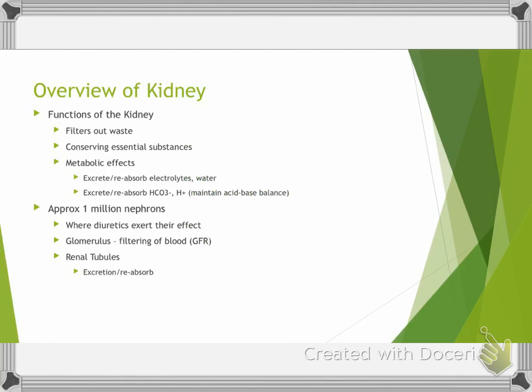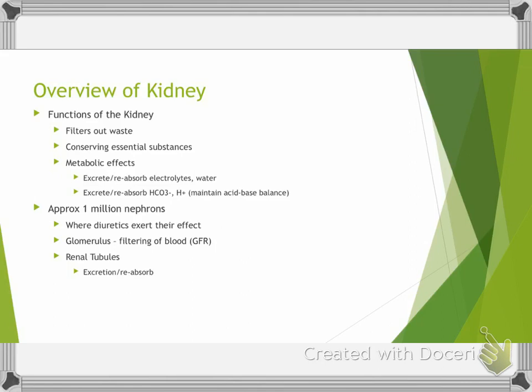Okay, so overview of kidneys. The functions of the kidneys is to filter out waste. It does this via, it filters out creatinine and blood urea nitrogen. It conserves essential substances like sodium, water, glucose, and potassium. Metabolic effects, it can excrete or reabsorb electrolytes and water. It can excrete or reabsorb bicarb and hydrogen ions, which help maintain the acid-base balance.